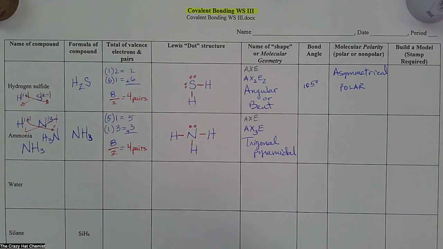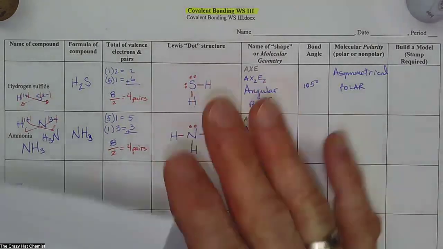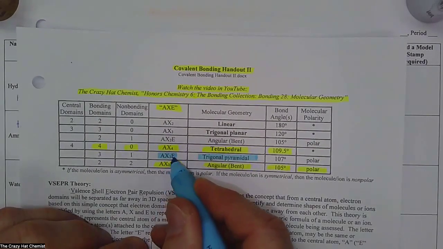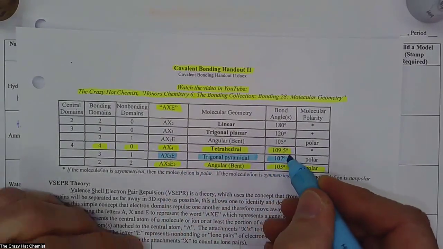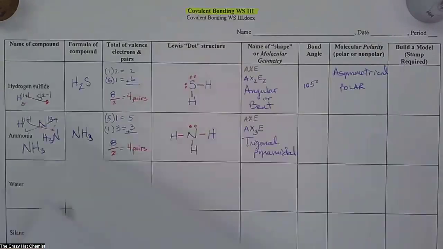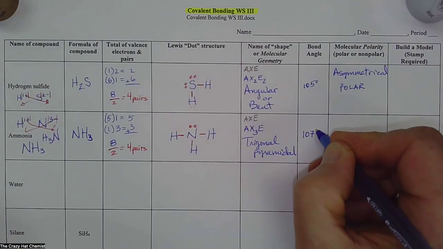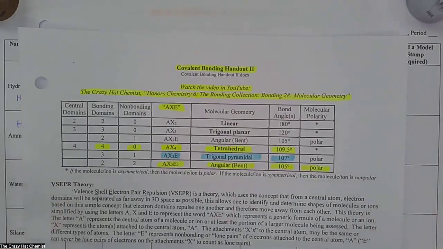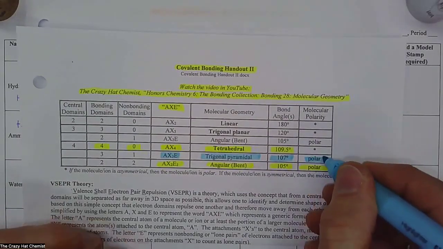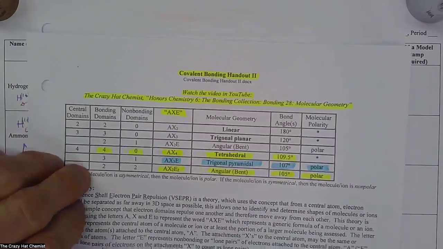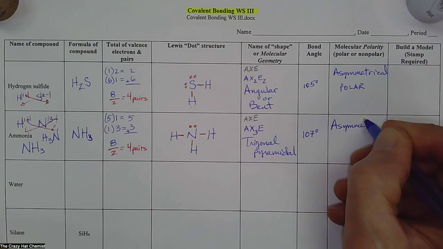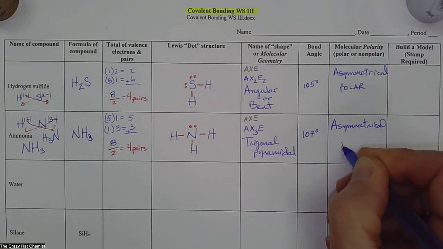Really doesn't matter. Now I'm going to come up with the bond angle. So the bond angle with the AX3E trigonal pyramidal is 107 degrees. So that would be 107 degrees. And then, is this symmetrical or asymmetrical? Well, I can look on this sheet of paper here as well, and you can see that it is asymmetrical and leads to being a polar molecule. That's asymmetrical and polar.